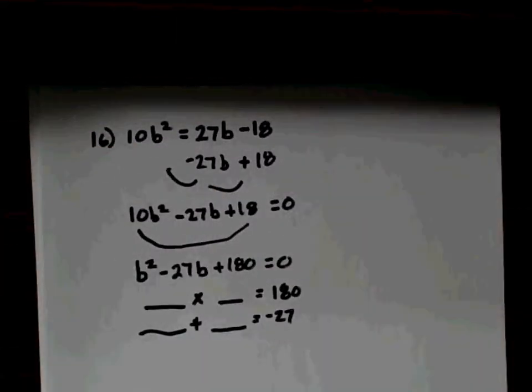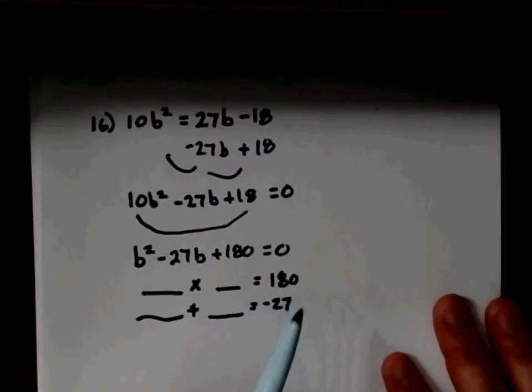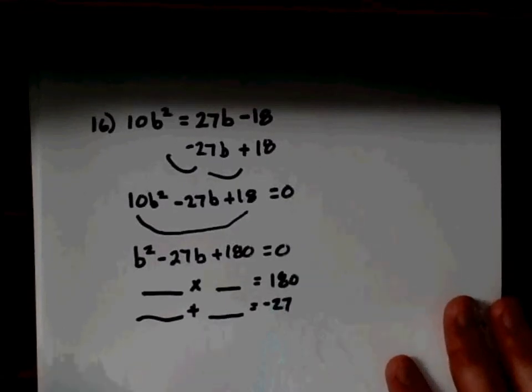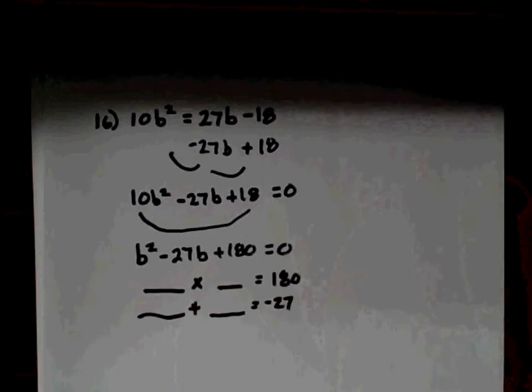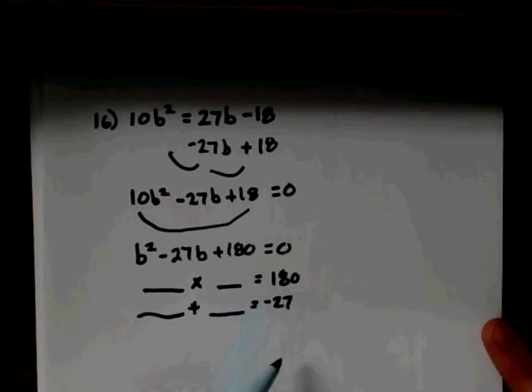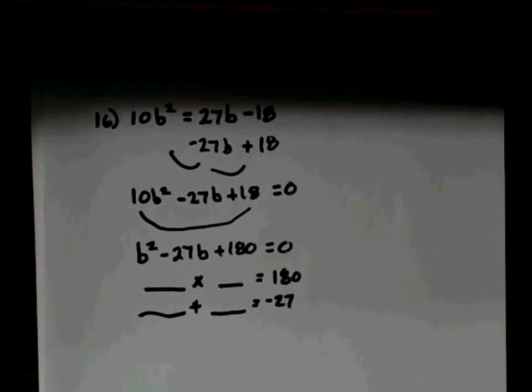So we're asking the question, what do we multiply to get 180 and add to get negative 27? Those of you who might struggle with numbers this high, I'm going to show you a technique that you can use.